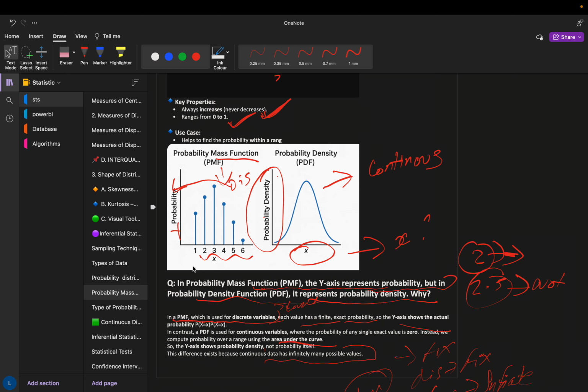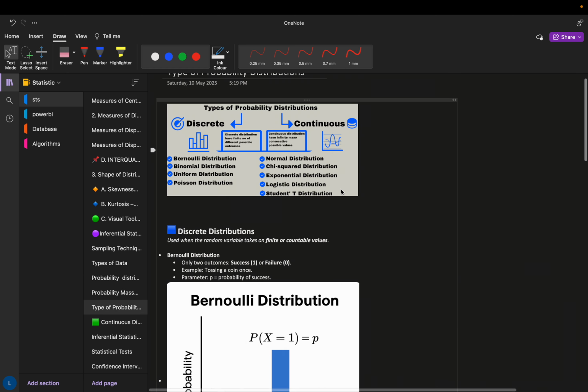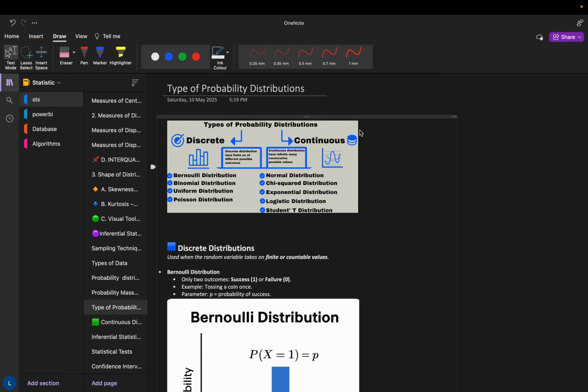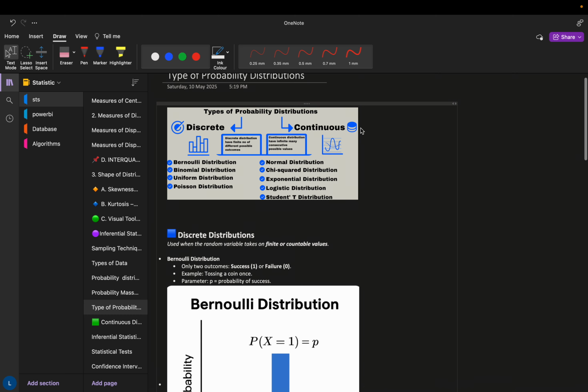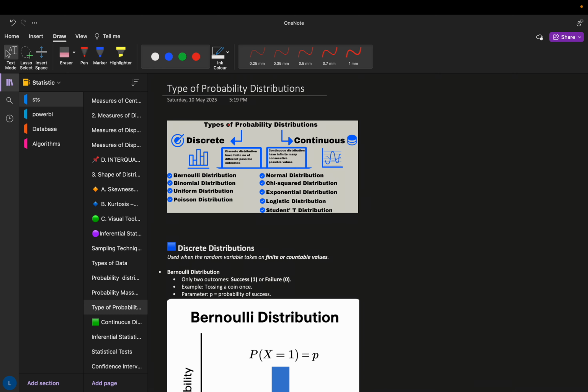Alright, now moving ahead to the types of probability distribution, we normally have two types. The first one is discrete, which is countable, as I have already described previously.